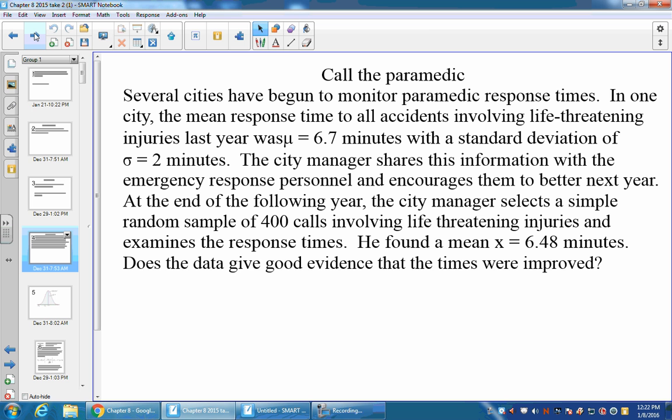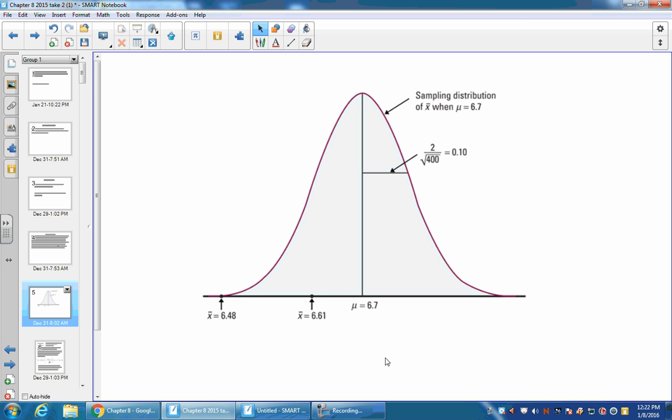He found that the mean, which is an x-bar, is 6.48 minutes. Does that give us evidence that the times were improved? Well, let's take a look. Now, if we want to make a normal distribution out of this, it will be centered at 6.7 because we'll start this by assuming that they were not improved at all.